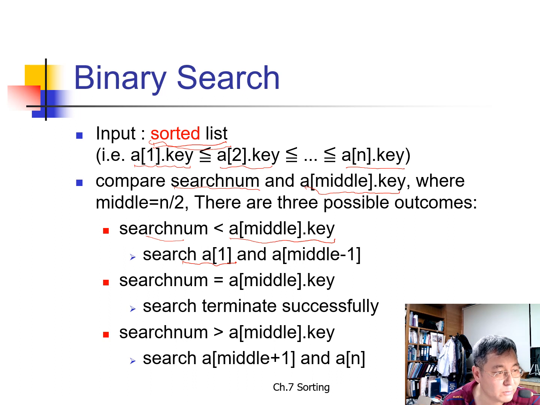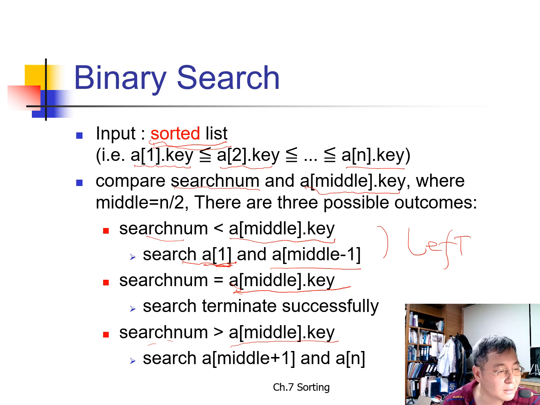That means we will search only A1 to A middle minus 1. That is the left part. And if the search number equals the middle key value, then we have succeeded in finding the number, so we terminate the search successfully. And the else case is that the search number is greater than the middle key value.